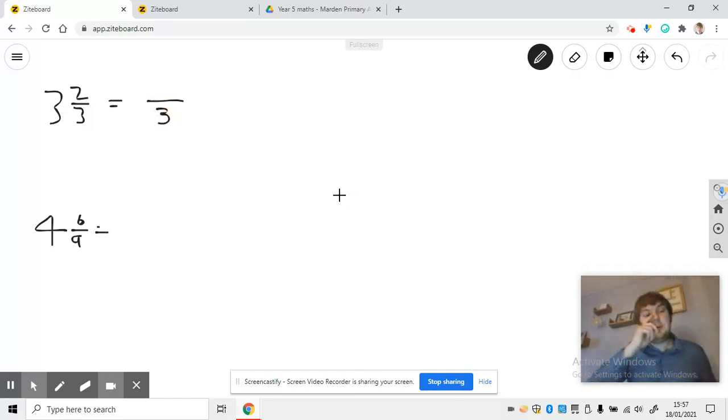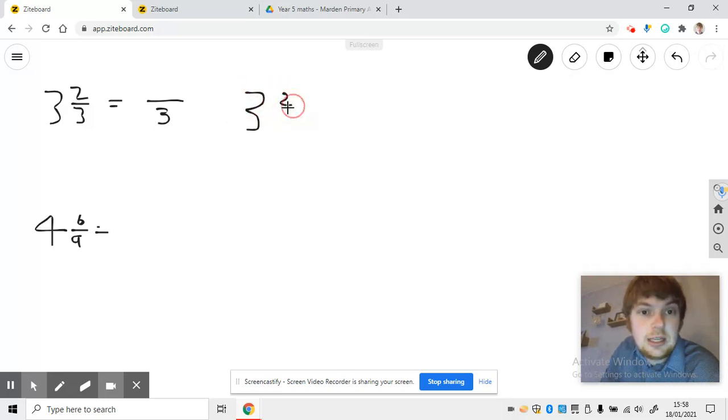Now, yesterday when we were looking at improper to mixed, we were using division, whereas today is going to be a combination of multiplication and a little bit of addition. Because to work out your numerator, so we have 3 2/3, we need to multiply the whole number by the denominator. So we are doing 3 multiplied by 3. So 3 multiplied by 3 we know is equal to 9.